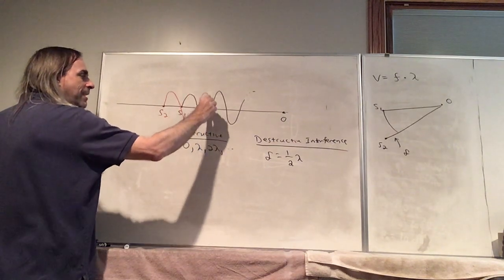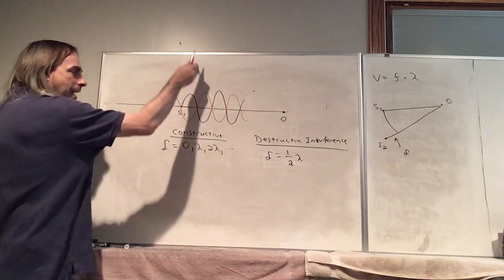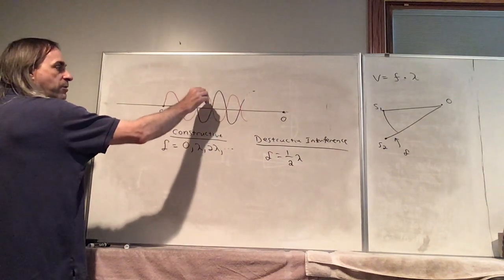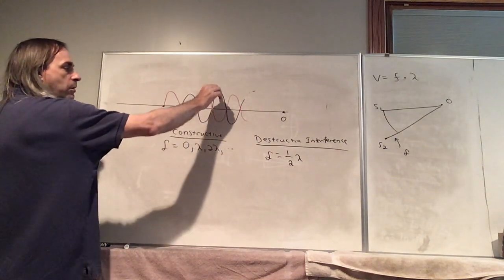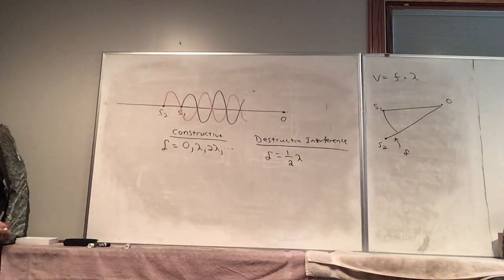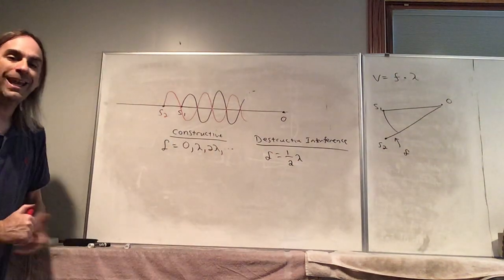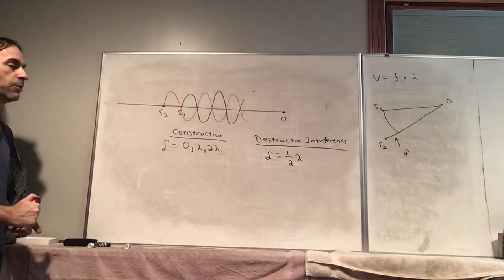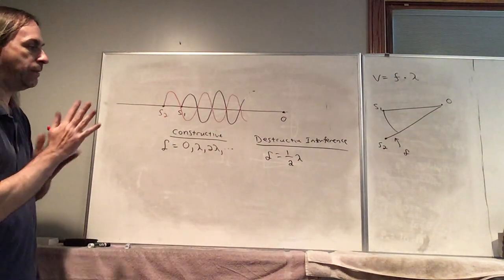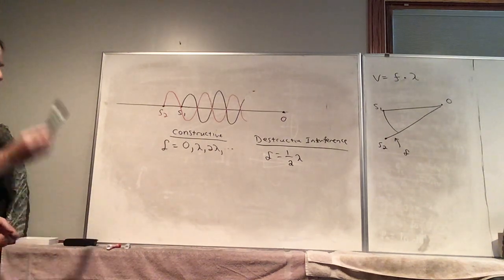And we can see that these two waves are completely out of phase. When this one's high, the other one's low. When this one's low, the other's high. They're always directly opposite each other. So when they reach the observer, they're going to cancel each other out. So delta equals half a wavelength will give us destructive interference.